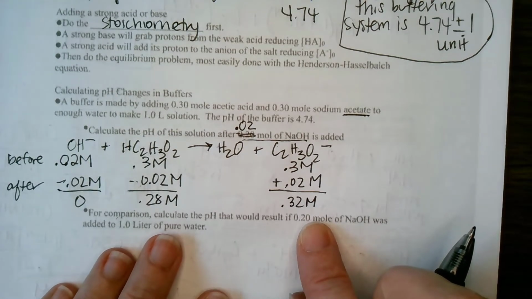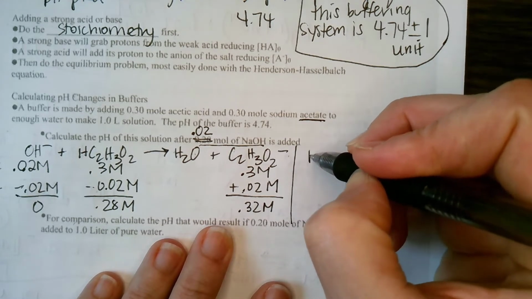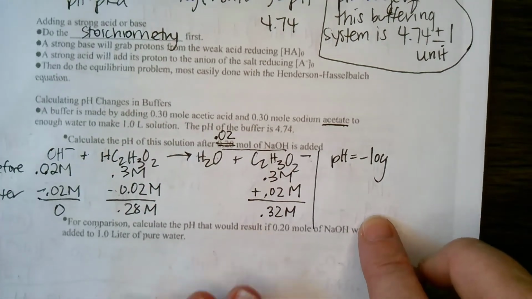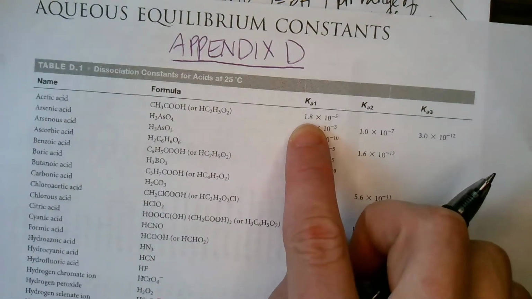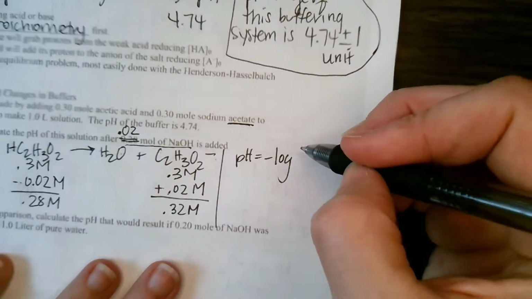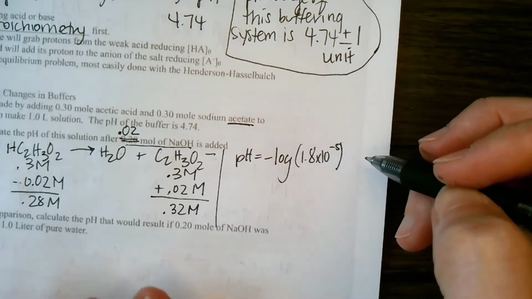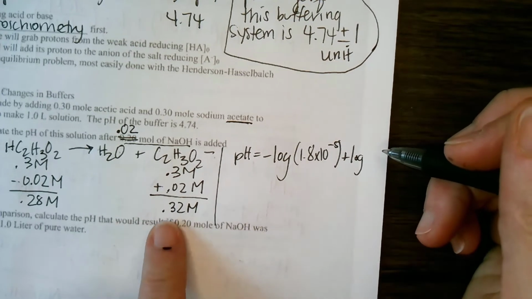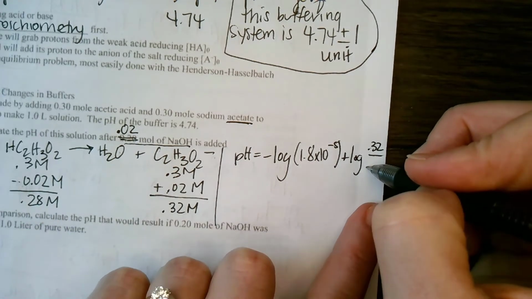And now what we need to do is plug it into our Henderson-Hasselbalch equation, where we have pH is equal to the negative log of the Ka of acetic acid. And we're just going to look up the acetic acid on my appendix D. Acetic acid is 1.8 times 10 to the negative 5, plus the log of my base, 0.32, over my acid, 0.28.